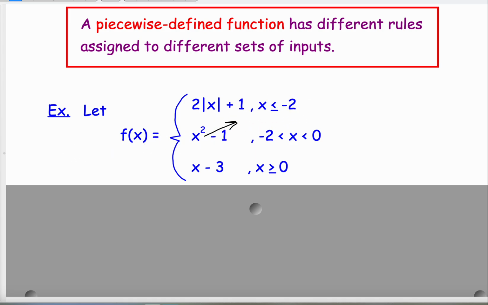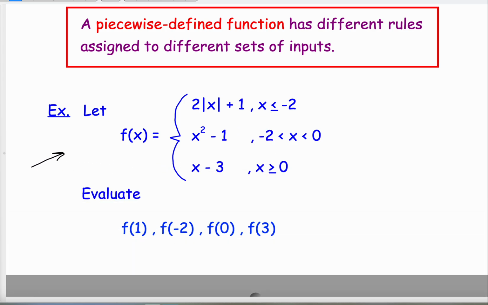So my input is x, and this specifies values for x. So anytime x is less than or equal to -2, I'm going to take the absolute value of that input, multiply by 2, and add 1. If my input is between -2 and 0, not including either of those endpoints, I'm going to square my input and subtract 1. And then anytime my input is greater than or equal to 0, I'm just going to subtract 3 from it. So I have 3 different rules here depending on the values of my input.